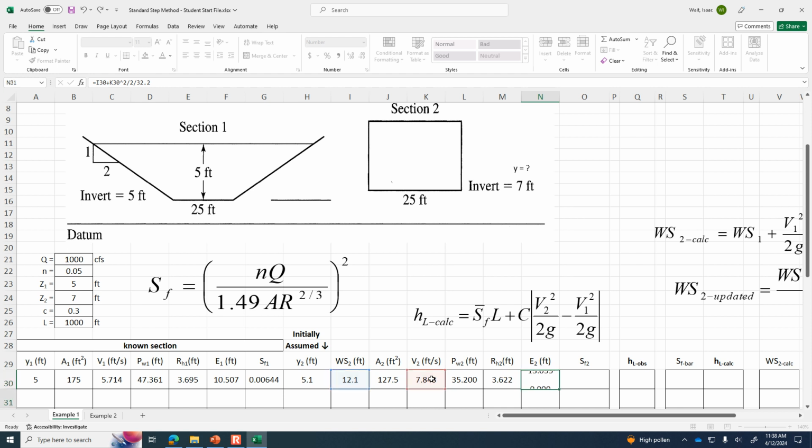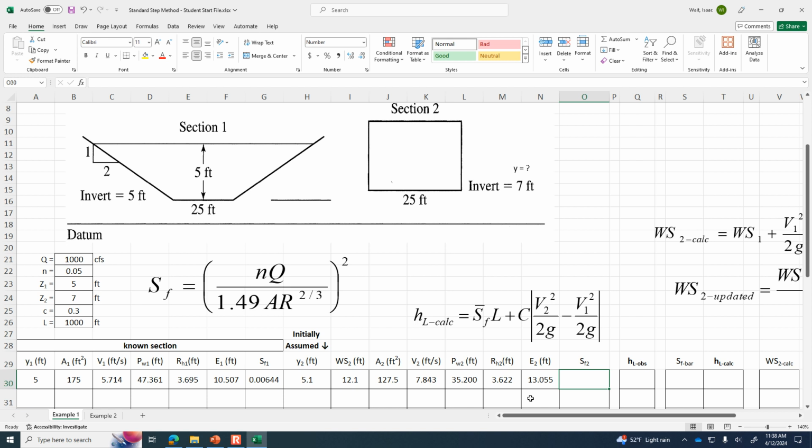Okay, so the amount of energy at 2 should be 13.055 feet. And again, we're going to apply Manning's equation to find out what is the slope of the energy grade line at location 2 based on this assumption. So this is all a big what if for now.